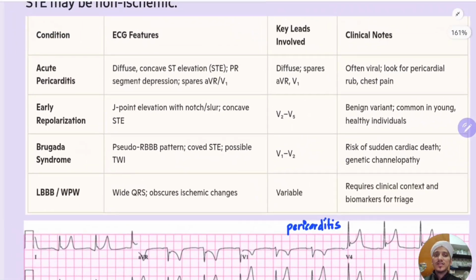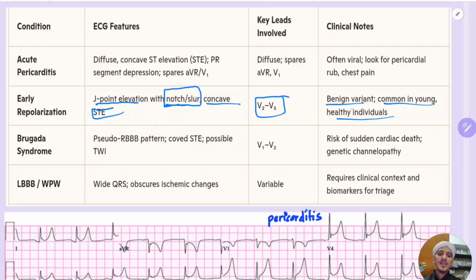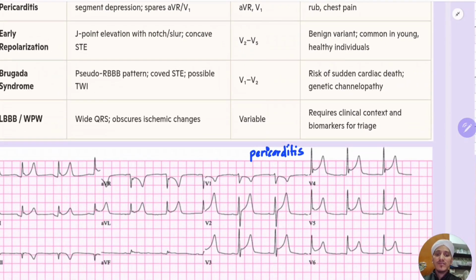Now, next we will discuss early repolarization pattern. In early repolarization pattern, there will be J point elevation with notch or slur. This is important. With a notch or slur, and there will be concave ST segment elevation, again benign. J point elevation, notch and slur with concave ST elevation, mostly found in V2 to V5. It is a benign variant, common in young and healthy individuals. One thing I forgot to mention: you can't see ST segment elevation in AVR and V1 here.